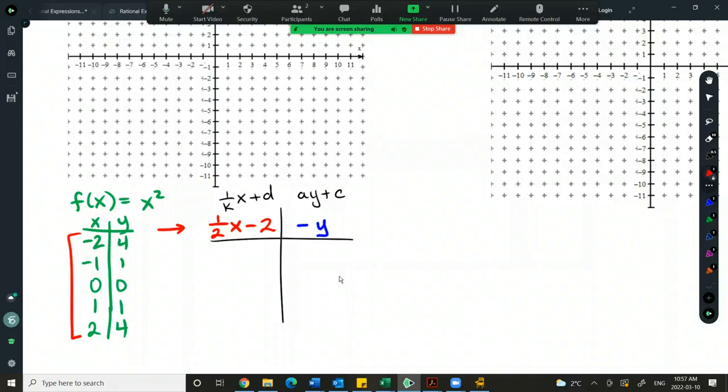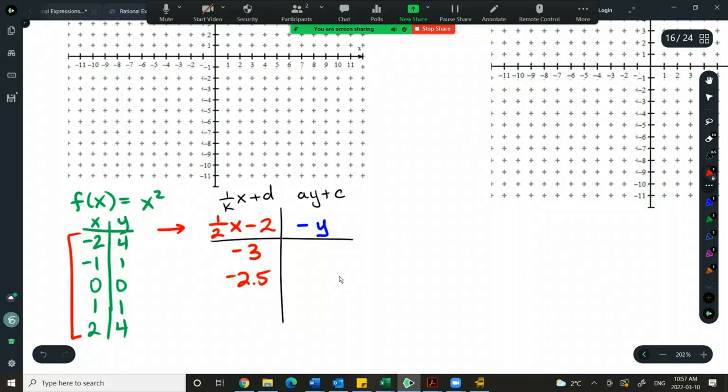So let's do this quickly. -2 divided by 2, that's -1. Subtract 2. -3. -1, half of -1 is -0.5 minus 2, -2.5. Plug in 0 here, we'll get 0 minus 2, -2. Half of 1 is 0.5 minus 2, -1.5. Plug in 2 here, half of 2 is 1 minus 2, -1.